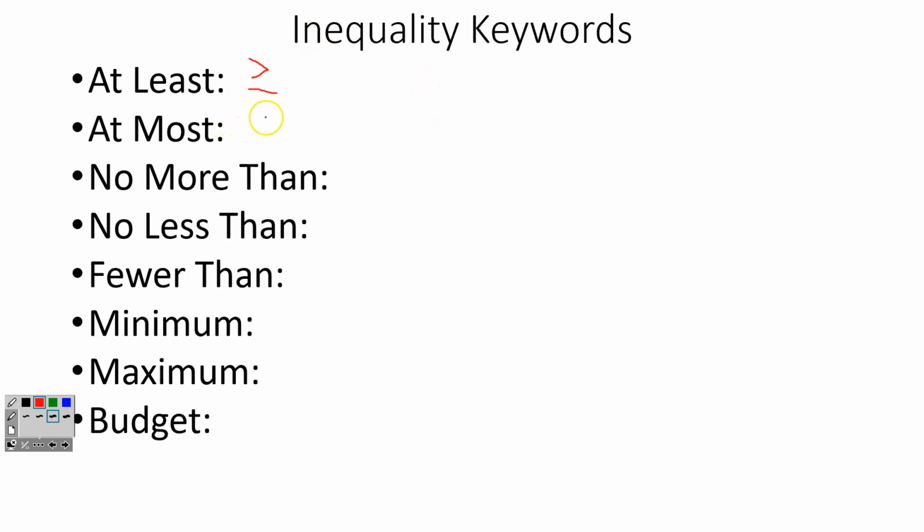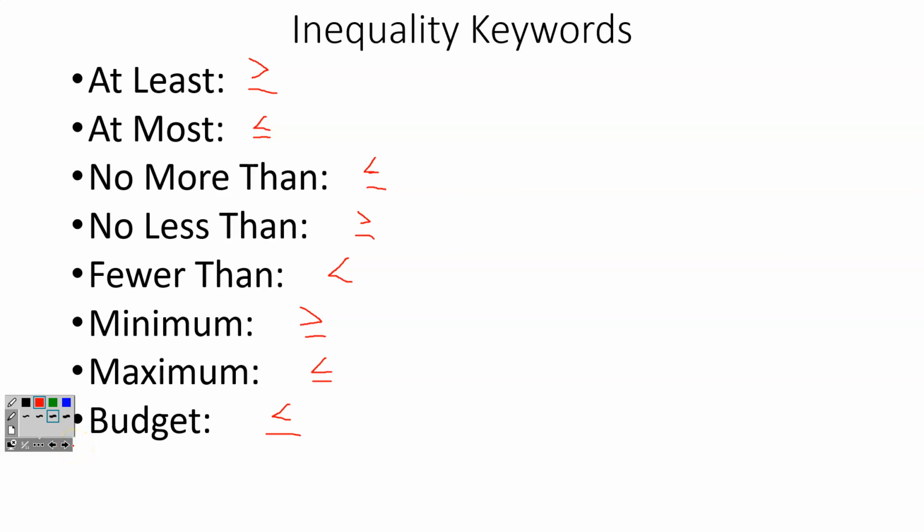At most, that means that's a limit. We can't go past it. So that's going to be a less than or equal to. No more than, focus on the no, because people will say, oh, more than, it's greater than. When in fact, no more than means less than or equal to, which means that no less than means a greater than or equal to. Fewer than, that means a less than. Minimum, again, that's like my starting point. So it's going to be a greater than or equal to. A maximum is my limit. And a budget means you don't want to spend more than that, but it's okay to spend that. So it would be a less than or equal to.